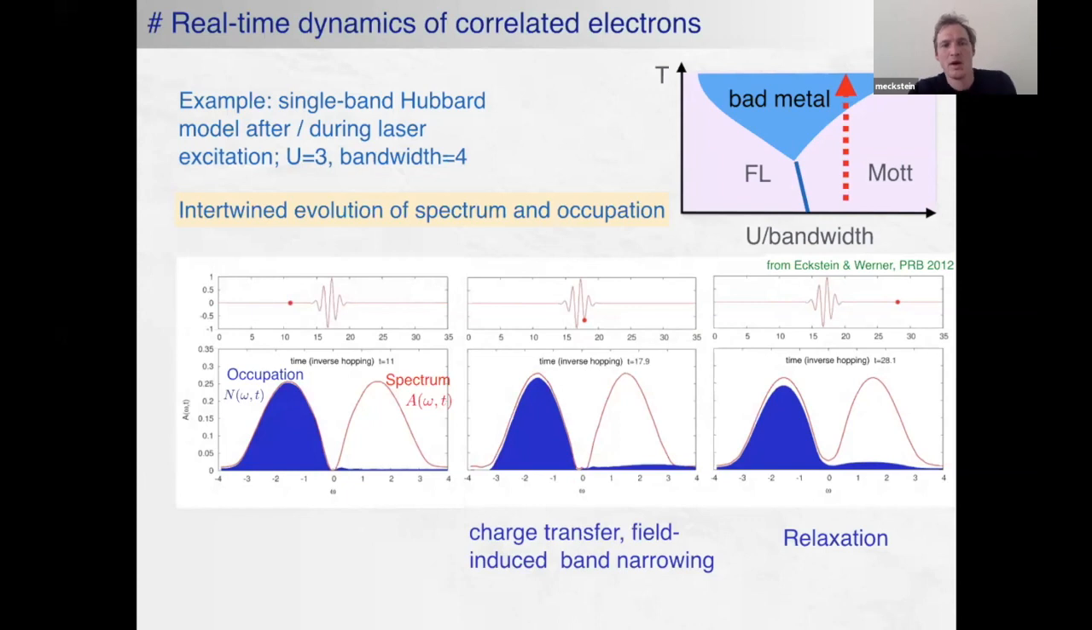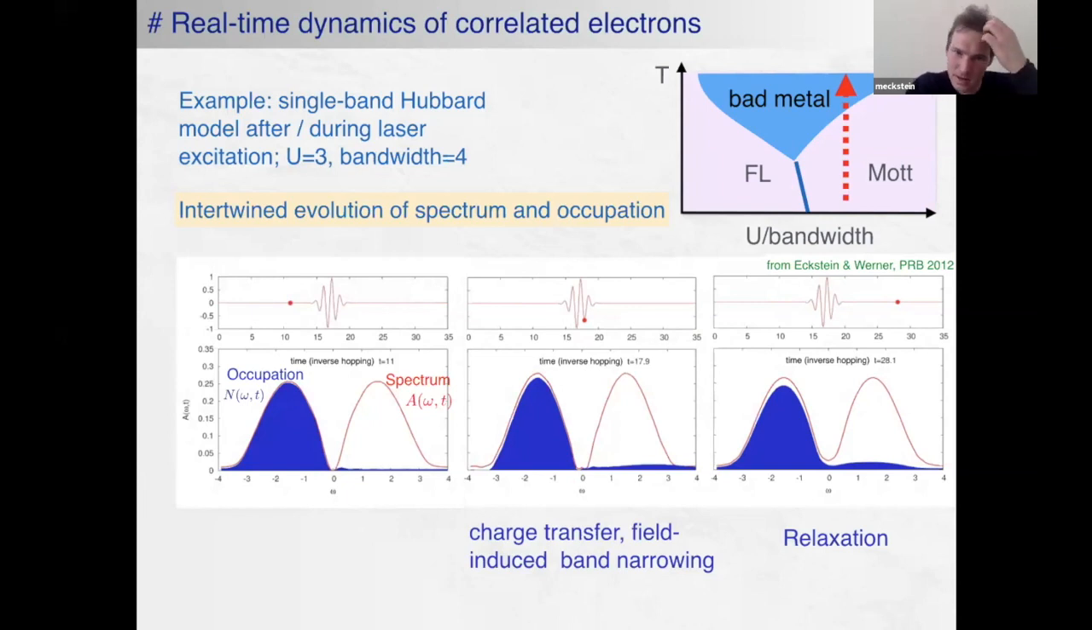Okay, so in general, what is the challenge is that if we are dealing with correlated electrons out of equilibrium, we have to take into account that both the spectrum, so the density of states, and also the occupation of states are very strongly linked to each other. And other than in equilibrium, where the occupation is always fixed more or less, or proportional to the spectrum by the Fermi function, they evolve independently of each other.